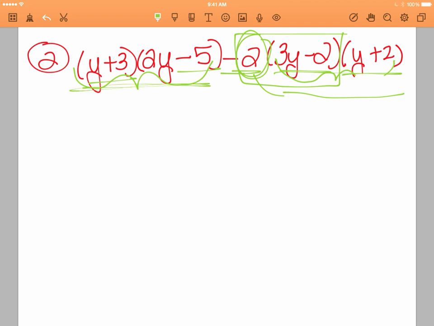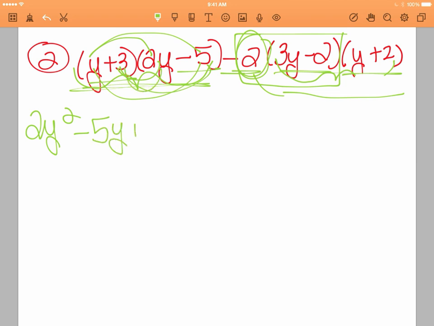So let's work through the first binomial. I'm going to FOIL it. So I'm going to get y times 2y is 2y squared. Y times negative 5 is negative 5y. 3 times 2y is 6y. And 3 times negative 5 is negative 15.